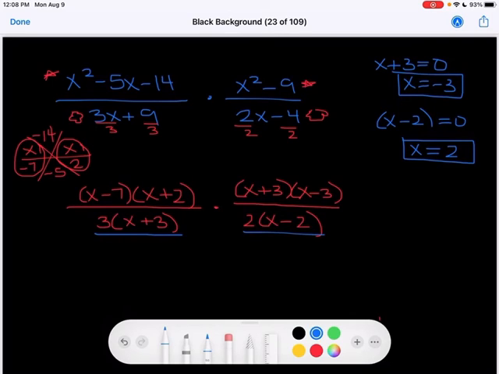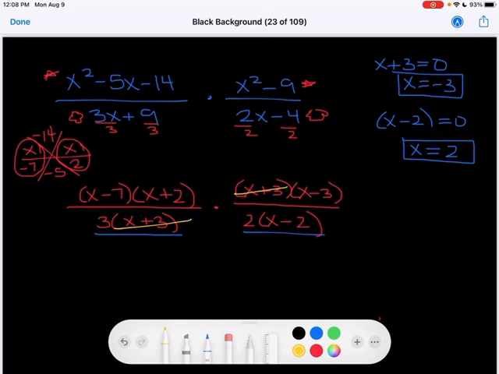And now we can just cancel. As long as there's one factor on top and one factor on bottom that are exactly the same, even if they're not in the same exact fraction. Okay, with multiplying, it doesn't matter. As long as you have one in top, one in bottom, you can cancel them. So I see x plus 3 and an x plus 3 there. And I don't see any other common factors.